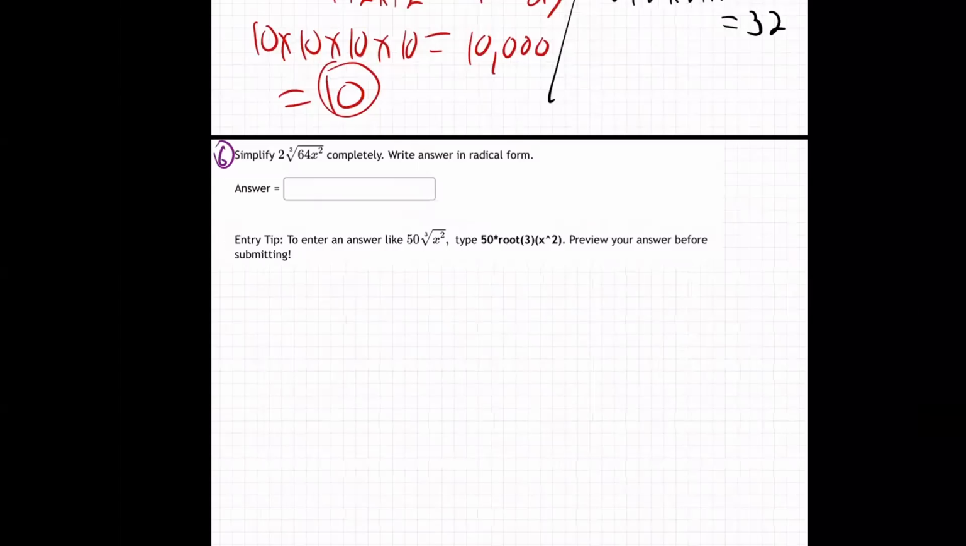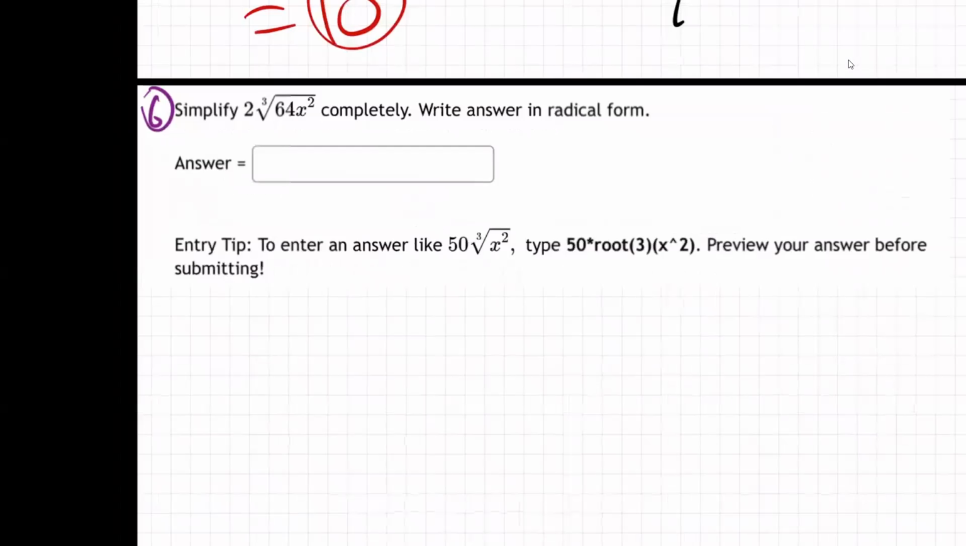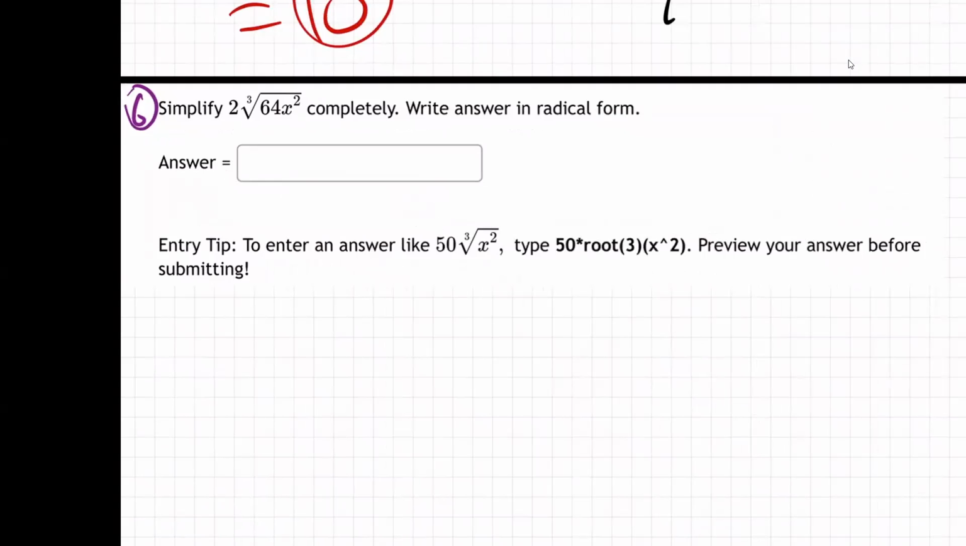Okay, so on this one, we're going to simplify this. We bring it down here, so it's 2. And we have the square root, the cube root. We have a 3 in the hook there. Like that. Okay, so what are we going to do?